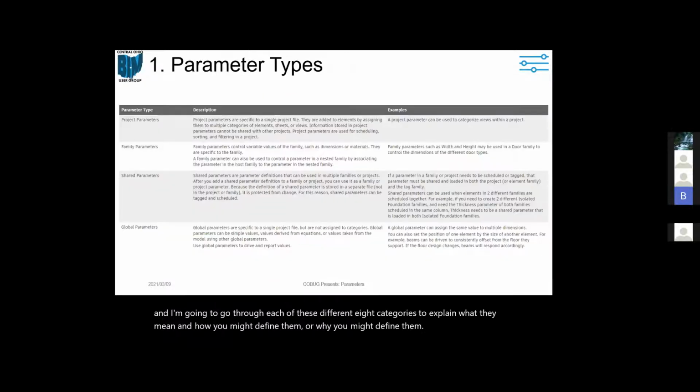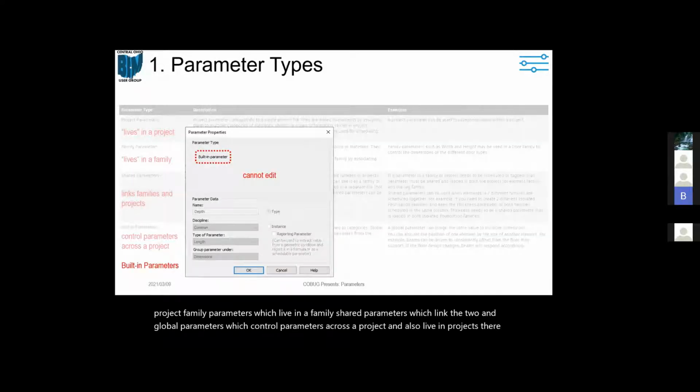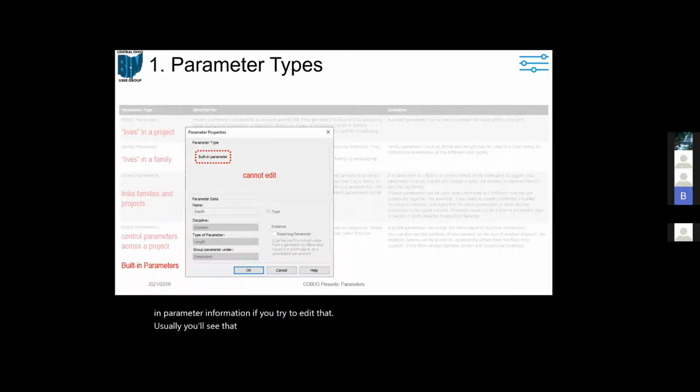So parameter types in Revit are project parameters, which live in a project, family parameters, which live in a family, shared parameters, which link the two, and global parameters, which control parameters across a project and also live in projects. There is another type, which are built-in parameters that you can't edit at all. You'll see this little built-in parameter information if you try to edit that. Usually you'll see that within a family, such as casework, width and depth and such are built-in parameters. You can't change the name of them or any of that stuff.